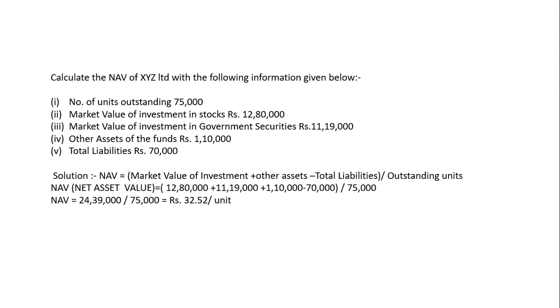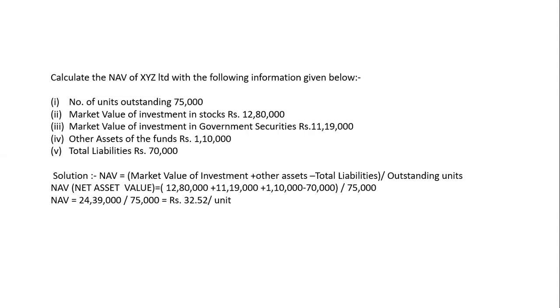The total liabilities. Now the mutual fund also has liabilities, if they have not paid some expenses, some outstanding expenses. This is a very big company, so they get the flexibility of paying their expenses later on. So they have outstanding expenses. They have given us information about liabilities, 70,000.